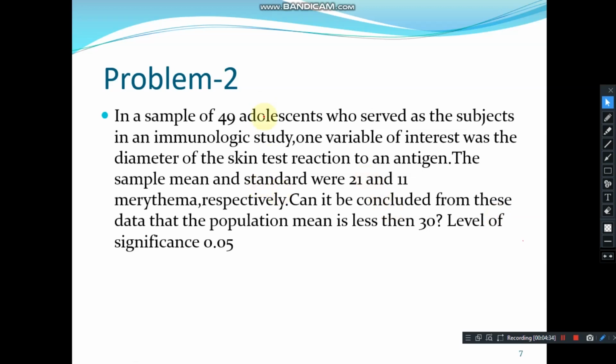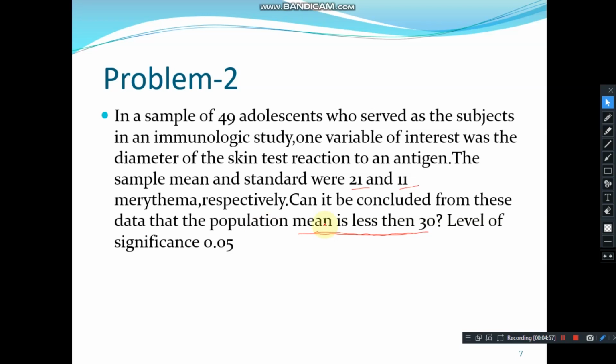In a sample of 49 adolescents who served as the subjects in an immunologic study, one variable of interest was the diameter of the skin test reaction to an antigen. The sample mean and standard deviation were 21 and 11 respectively. Can it be concluded from this that the population mean is less than 30?